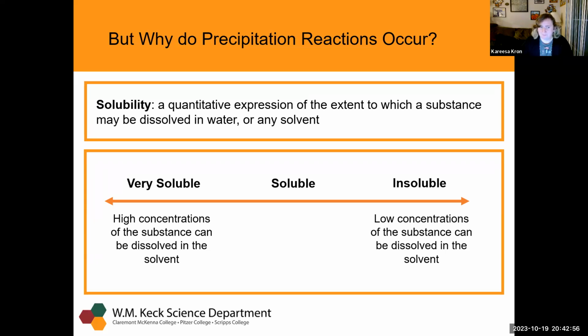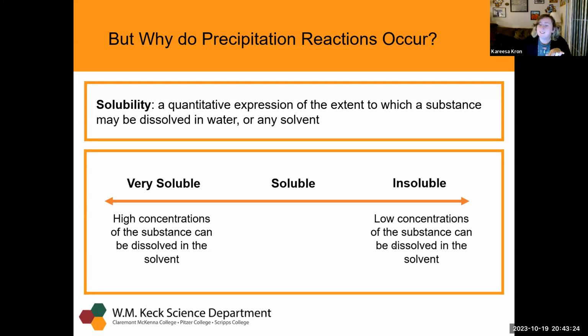And so if something is very soluble, what that means is that we can dissolve a lot of it into water or whichever solvent we're using. And so salt is something that we often describe as being very soluble because you can add a lot of salt to water before you start seeing that salt as a solid. So you can put a lot of salt in something and it will just dissolve and look like water.